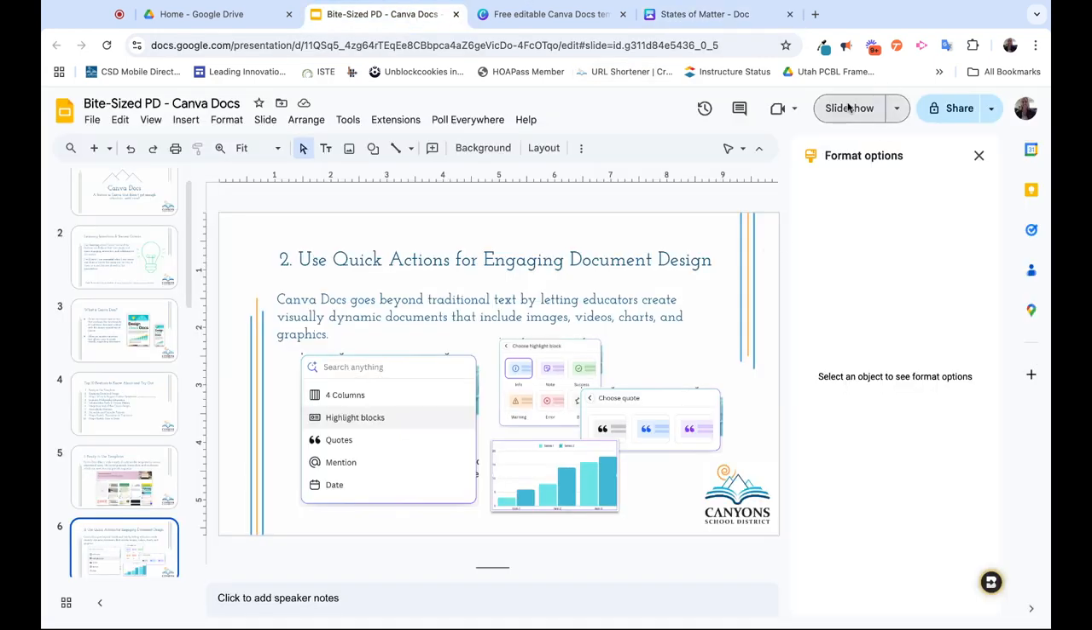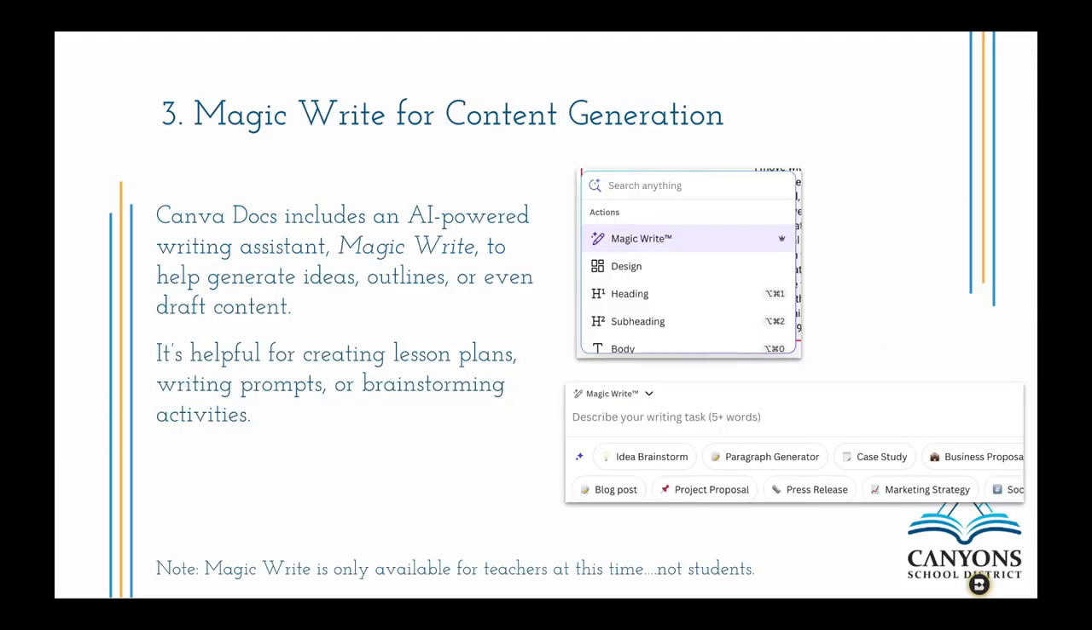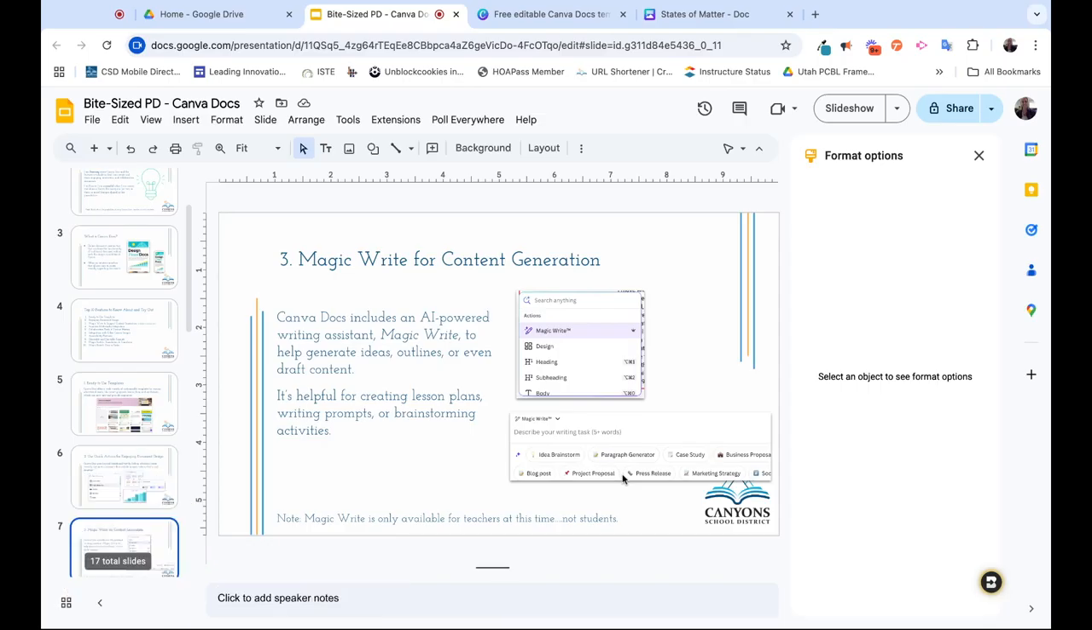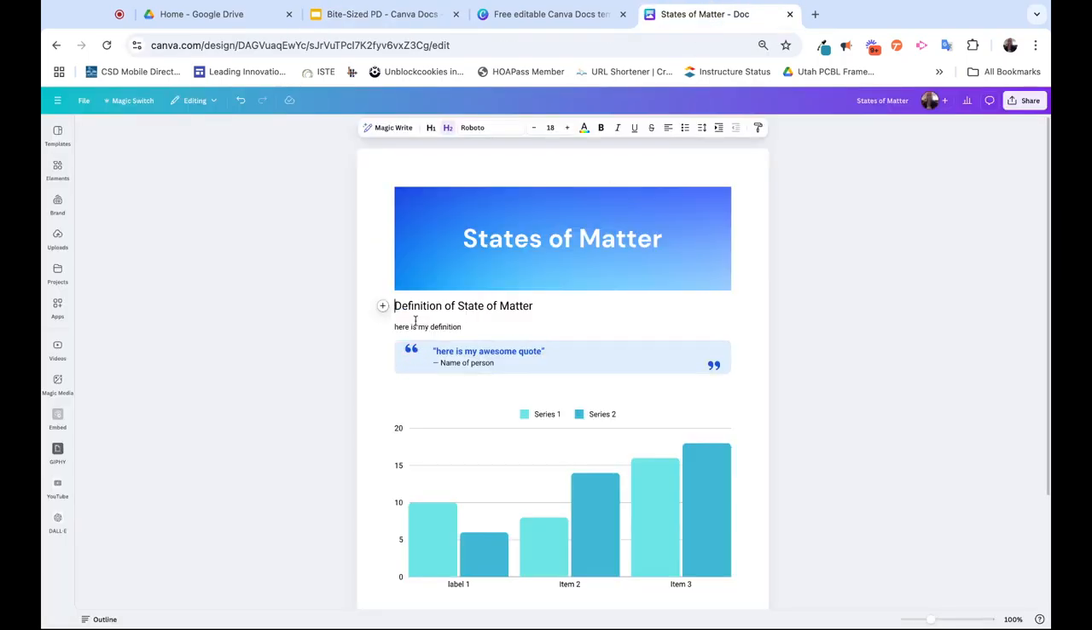So going back to the presentation, the next feature that's worth noting is the Magic Write for content generation. This is a feature that right now is only available for teachers, not for students. But what this is, it's an AI-powered writing assistant to help generate ideas, outlines, or even draft content. So this gives you an example of when the Quick Write, when I click on it, I have these options to choose from. So let me jump back over to my states of matter.